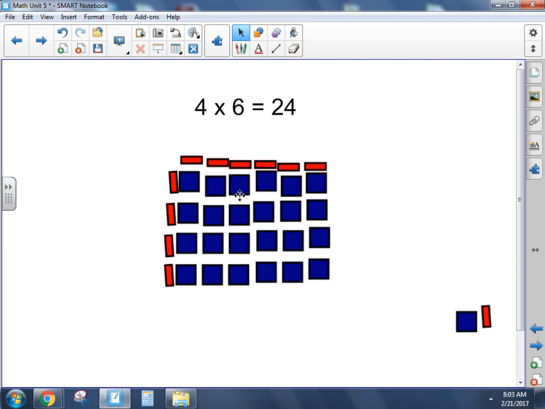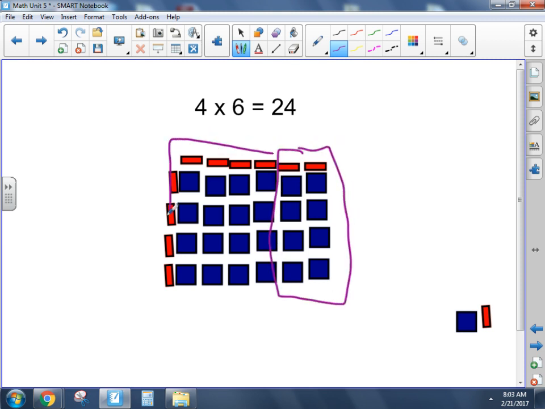But another way you could think of this is that you could separate this into 2 easier multiplication sentences that might help. So I could think of this chunk of the array and add it with this chunk of the array. I have 4 rows of 6, so I could chunk it into a couple of different ones. This one here is a 4 times 4.